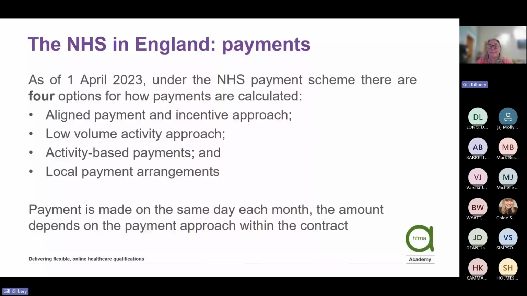Standard contract incorporates an aligned payment and incentive approach, a low volume activity approach, activity-based payments, and local payment arrangements. These are all variations, but they're all contained within that one contract. You have the options to do these within the contract.